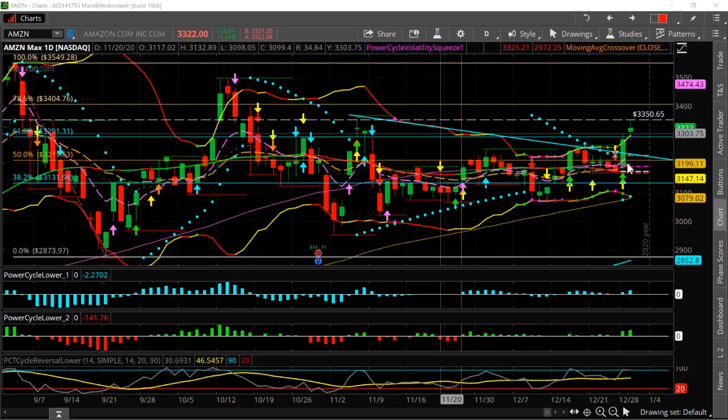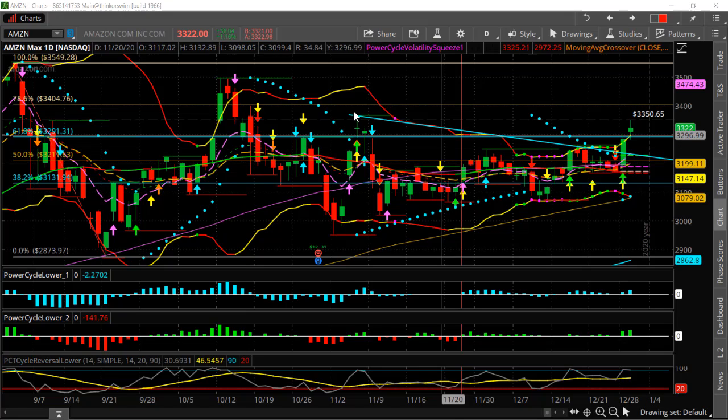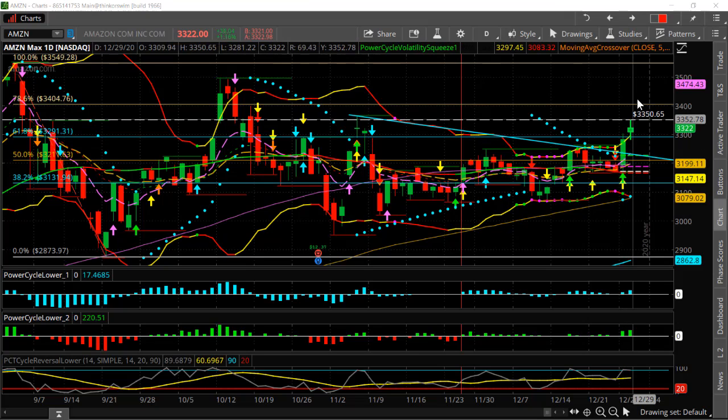So let me step you through this example. Yesterday, the 28th of December, we did a breakout trade. See how Amazon broke out yesterday above this trend line, and we had some other technical things. The moving averages that we look at crossed. We also had positive momentum cycle 1 and 2. So potential for a nice burst and push to the upside.